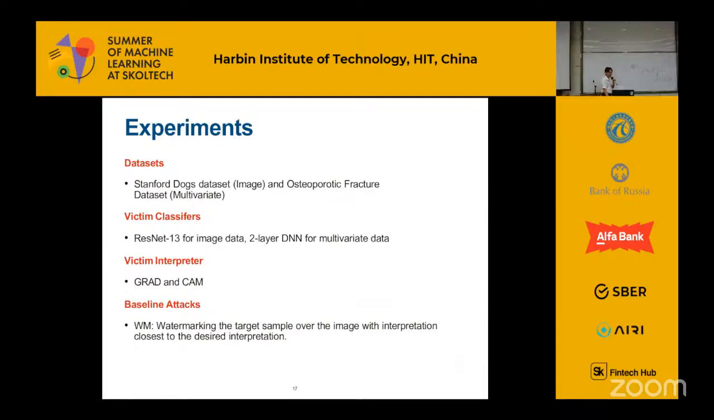We did our experiments on the Stanford dog dataset to tell the difference between the dog and the cat. The victim classifier is called ResNet-18, and a two-layer deep neural network for multivariate data. And we have the victim interpreter, as I described before, called Grad-CAM. The baseline that we have is the watermark, because at that time poison attack was still at its early stage, and very few poison attack methods could get across difficulties such as different learning trajectories. So I just use watermarking as the baseline method.